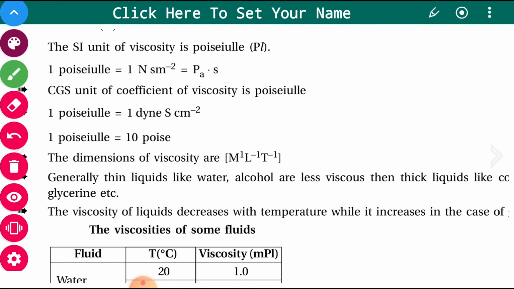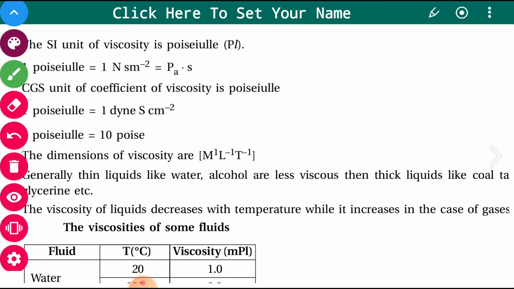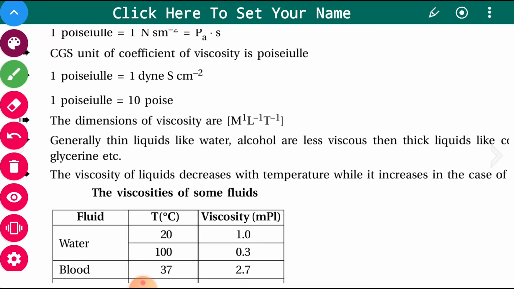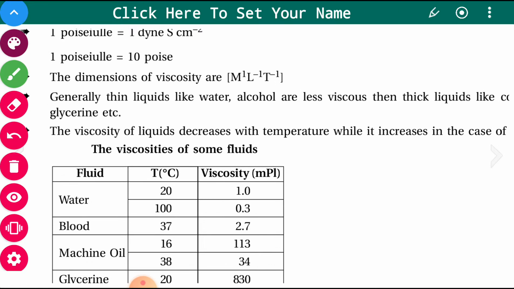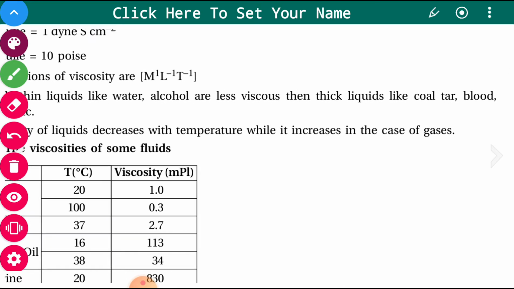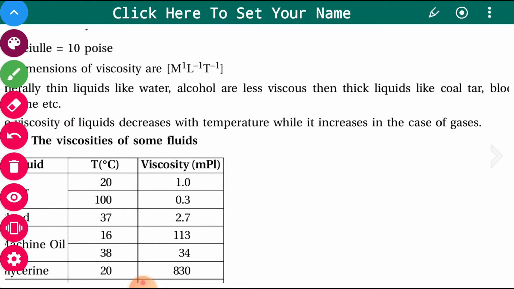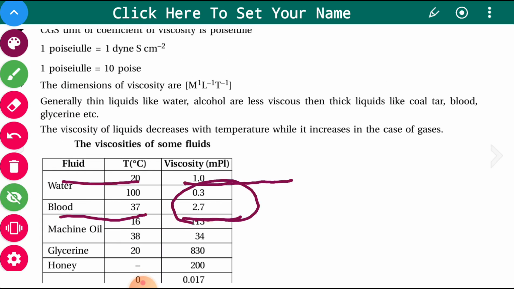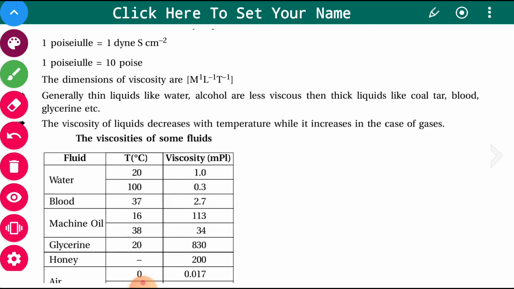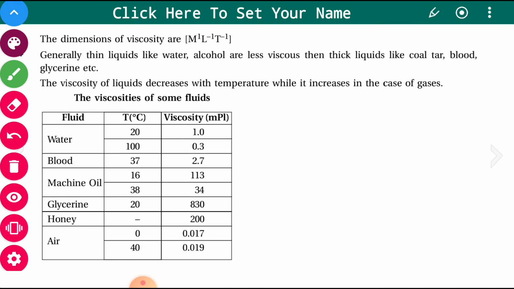Generally, thin liquids like water and alcohol are less viscous than thick liquids like coal tar, blood, glycerin or honey. The viscosity of liquids decreases with temperature while it increases in the case of gases. Try to understand this sentence: the viscosity of liquids decreases with temperature, and the viscosity of gases increases with increase in temperature. There is a table in the textbook which shows the viscosity at different temperatures.